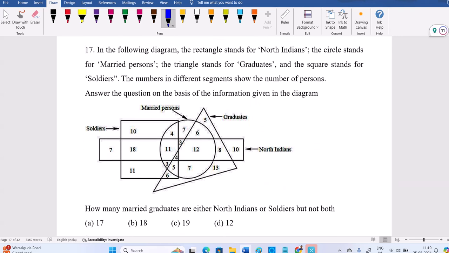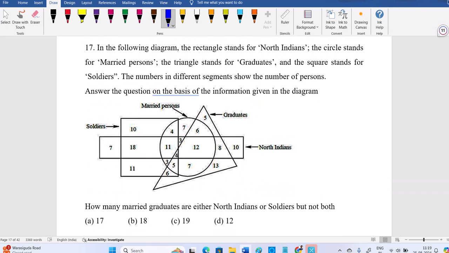How many married graduates, means they should be from circle, they should be from triangle, but they should be from North India or soldiers, but not both. So first of all, we need to focus on the intersection part, the intersection of these two. So the intersection area I'm putting dots: 6, 12, 7, 4 and 5. This is the intersection part for circle and triangle because they said married and graduate both.